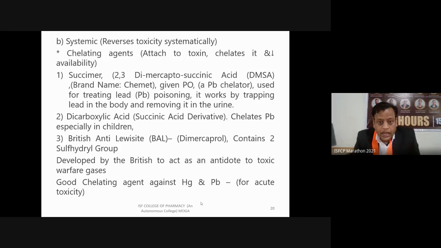Dicarboxylic acids, including succinic acid, are given in poisoning of lead. Next is British anti-lewisite, known as BAL. It contains two sulfhydryl groups, so it acts as an antidote for warfare gas toxicity. BAL, which contains sulfhydryl groups, is generally used as the antidote for toxic warfare gases. It is also a good chelating agent against mercury and lead poisoning.